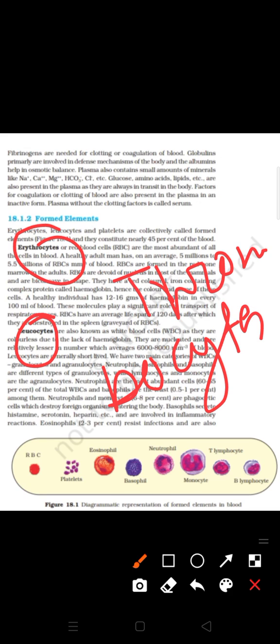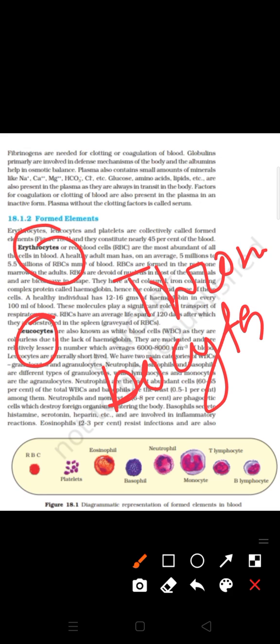About WBC, they are of two types, granulocytes and agranulocytes. Those in which granules are present in the cytoplasm are known as granulocytes, and those without granules in the cytoplasm are known as agranulocytes, and they are part of WBC. WBC are generally colorless, motile, nucleated cells, and basically they work as a defense mechanism, meaning they are the soldiers of our body, because they do the defense mechanism.